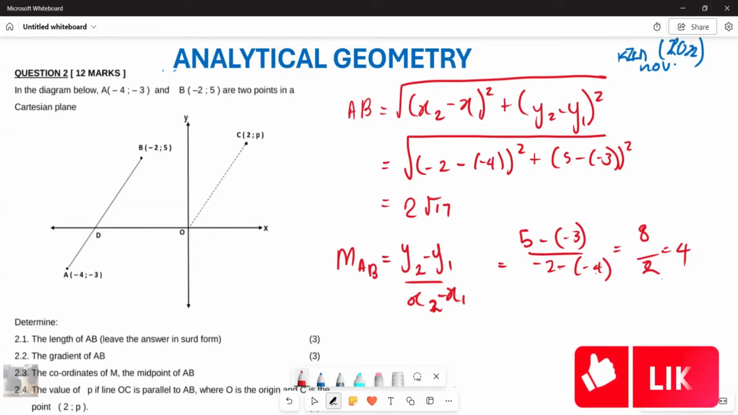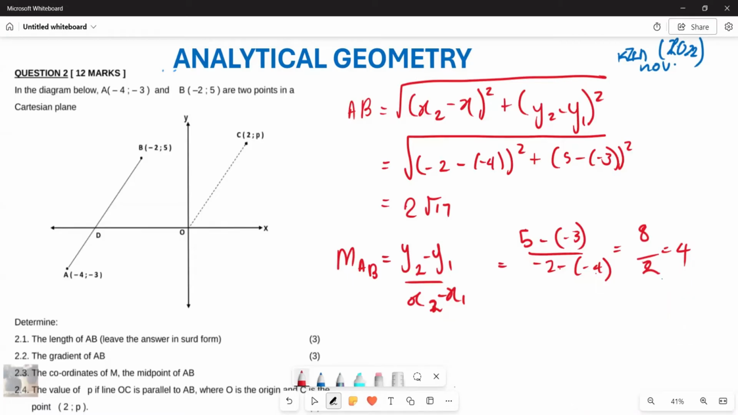So your answer, you're going to get 4 as your gradient. Okay. Now, I want us to look at this. They want us to find the coordinates of M, the midpoint of AB.